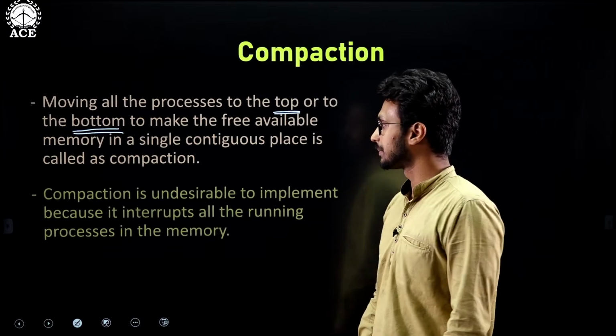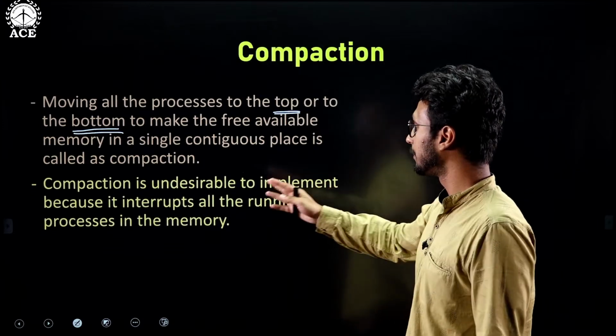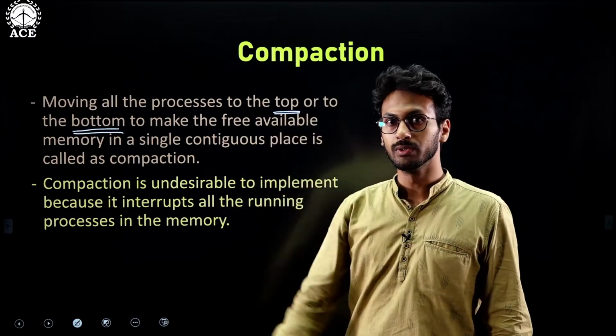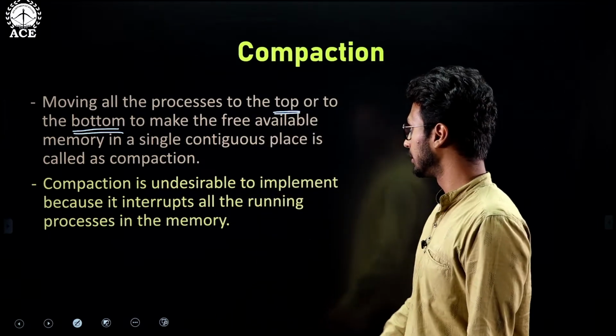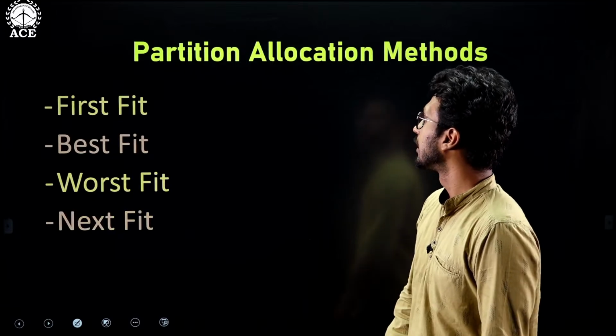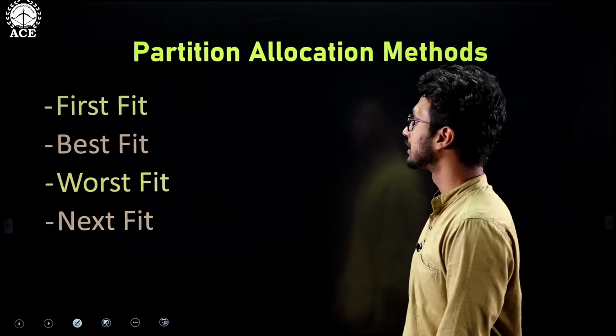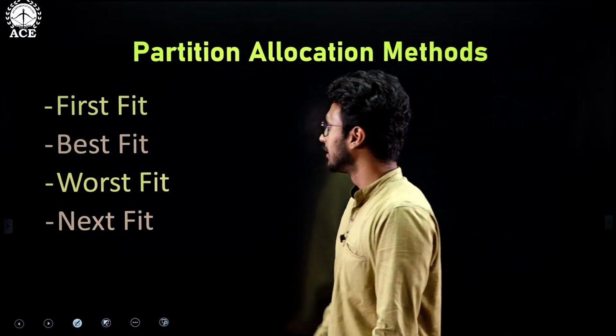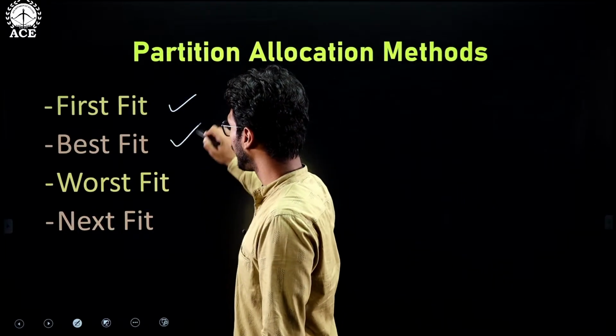Next one. Compaction is undesirable to implement because it interrupts all the running processes, because you will have to move them, isn't it? They might be in usage. Next one. Let's see partition allocation methods. The 4 methods: first fit, best fit, worst fit, next fit. Let's see all these techniques one by one.